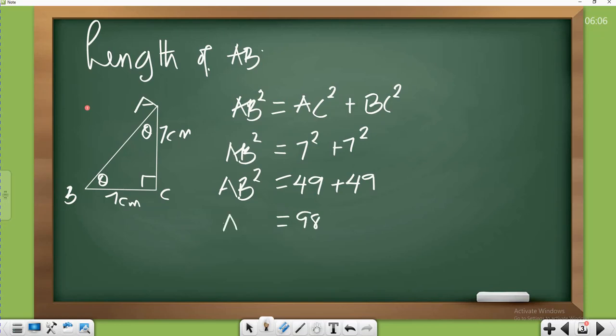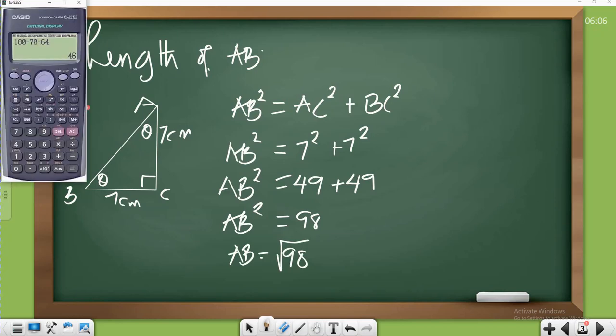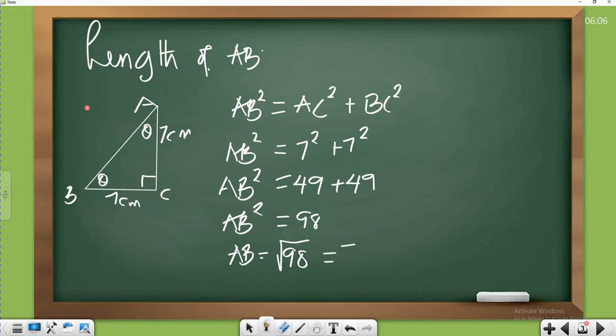So AB squared is 98. Now how do we get AB? We look for the square root of both sides. So AB will be equal to the square root of 98. And you can leave your answer like that. Let's find the square root of 98 to make it easier. We still have our calculator here. Square root of 98 would be 7 root 2. I like the 7 root 2. So this is going to be 7 root 2 centimeters.